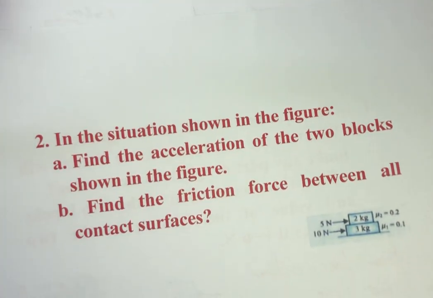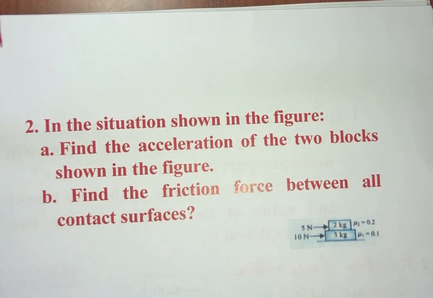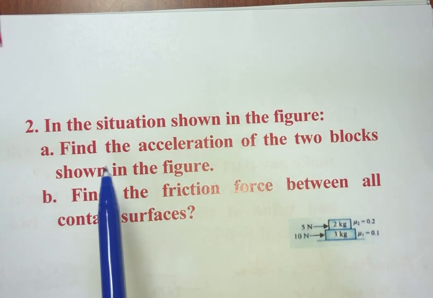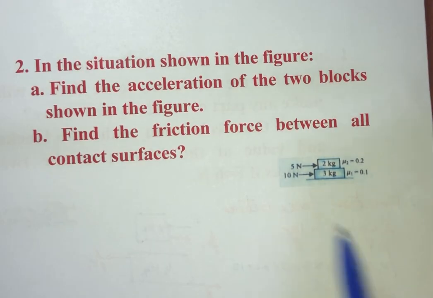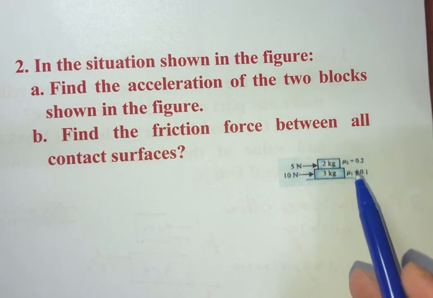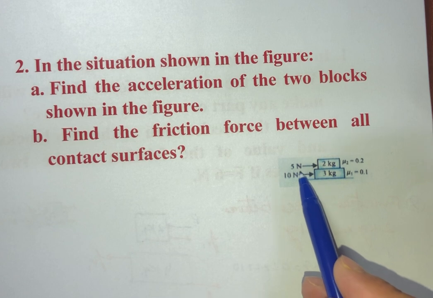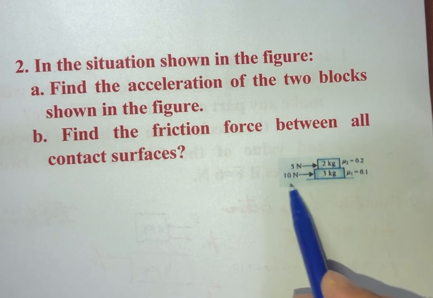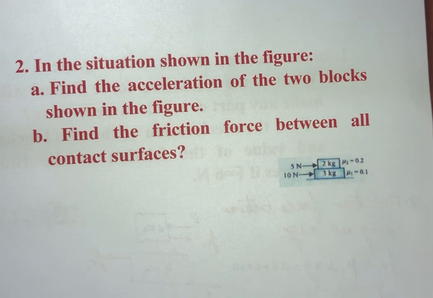And we are asked the second question: in the situation shown in the figure, find the acceleration of the 2 blocks shown in the figure, and find the frictional forces between all the contact surfaces. So we have 2 blocks, 2 kg and 3 kg. On the upper, a 5 Newton force is being applied, on the lower 10 Newton, and mu1 and mu2 are their respective coefficients of friction.